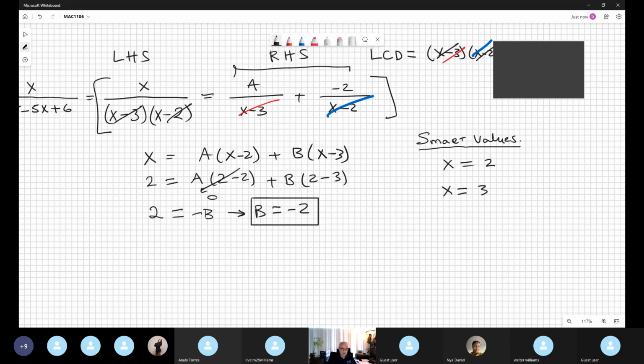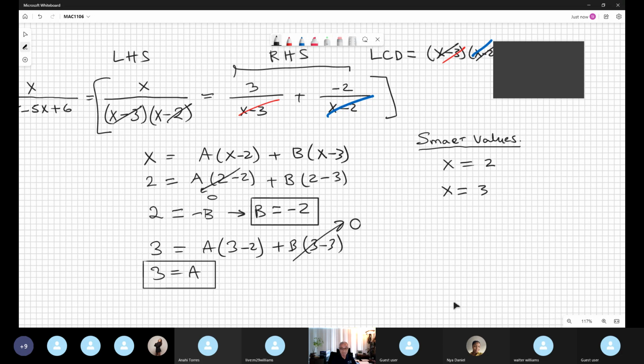So you replace x with 3: 3 equals a times 3 minus 2, plus b times 3 minus 3. 3 minus 3 is 0, that part disappears. And 3 minus 2 is 1, so a is 3. You erase this and replace a with 3. This is my final answer.